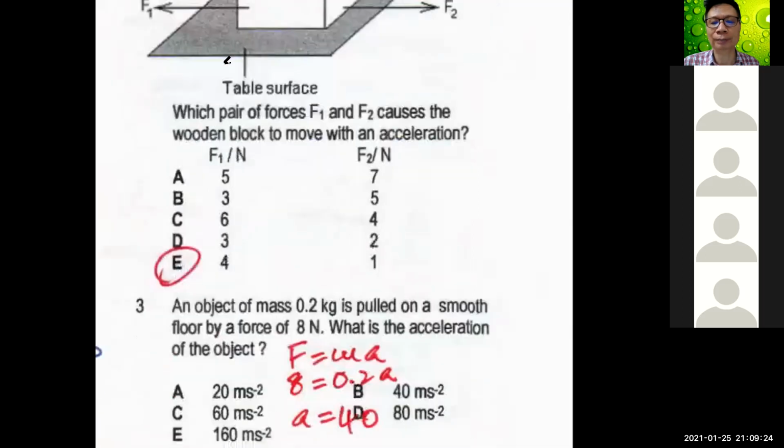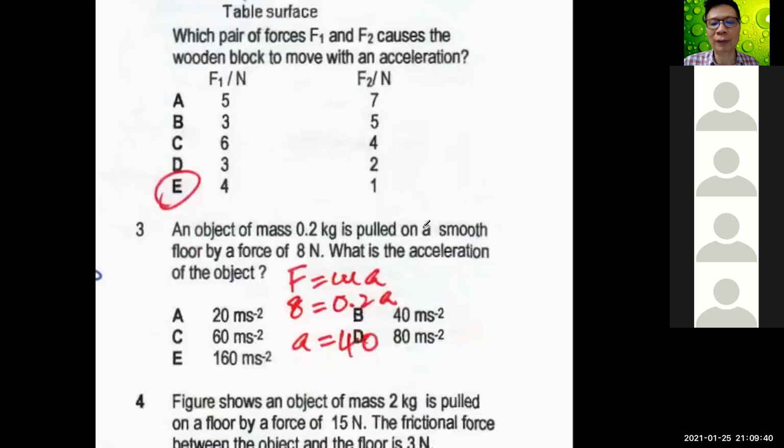Okay, number 3, the answer is already here. Now you can see. Apply F equals ma. F is 8, m is 0.2. So calculate, you get 40. Very simple, straightforward. Okay, number 4.